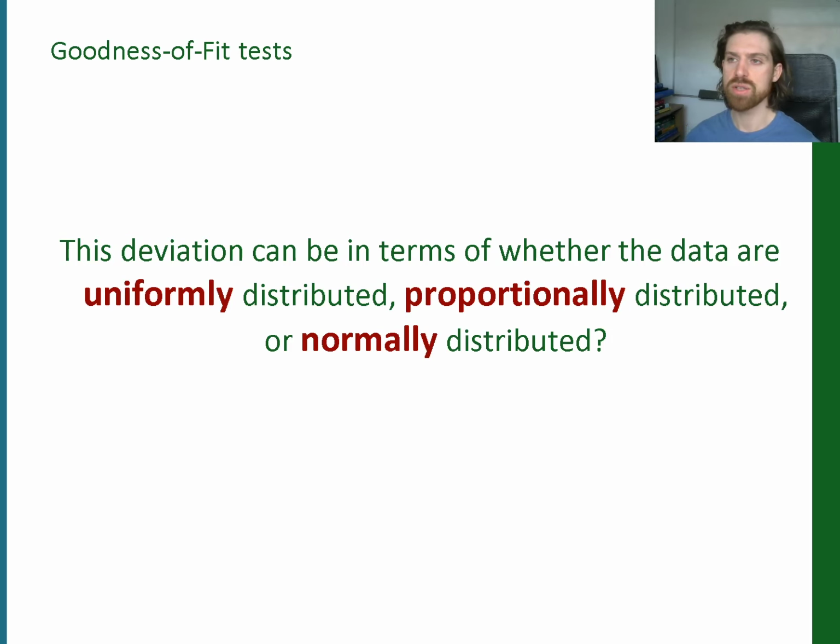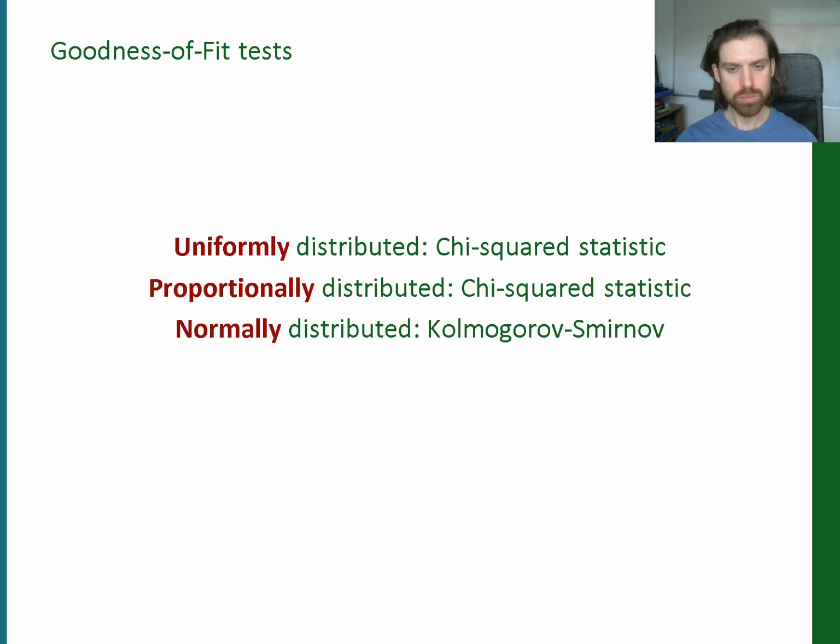There are 3 different ways that I want us to think about this, and we're going to cover these 3 approaches in the tests. The deviation can be whether the data are uniformly distributed, whether they are proportionally distributed, or whether they're normally distributed. The tests that we'll be covering will focus on each one of these aspects, whether we're using the chi-squared statistic or the Kolmogorov-Smirnov difference-based approach.